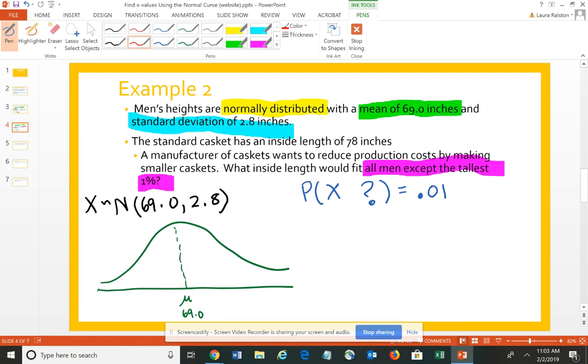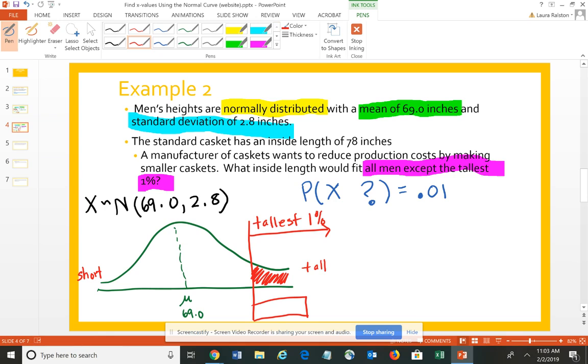So again, typically on the left you have low values. So these are going to be men that are short, and we work our way to the men that are tall. So if I want to leave out the tallest 1%, that means I'm going to have a cutoff here on the right-hand side, but I don't know what height that corresponds to. That would be the tallest 1%. Notice in this case, we're looking for that cutoff that's above a particular value.